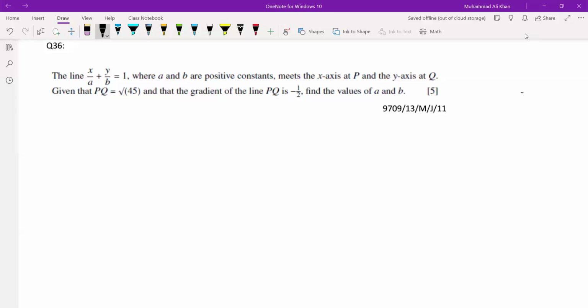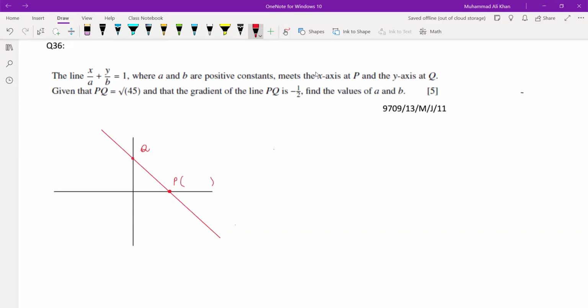Question number 36 is from 9709/13 May/June 11. The line x over a plus y over b equals 1, where a and b are positive constants, meets the x-axis and y-axis at P and Q. So the diagram is like this. Here is the line PQ. It meets the x-axis at P and the y-axis at Q.